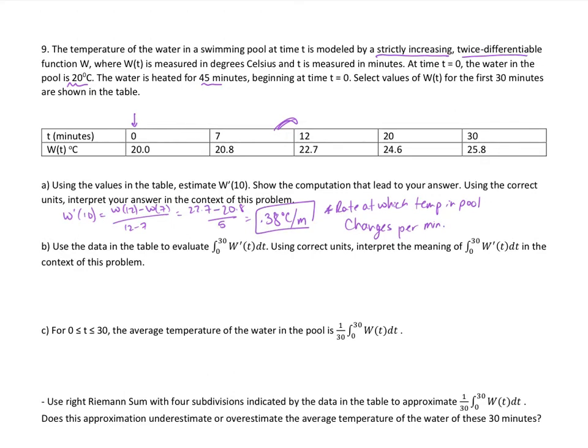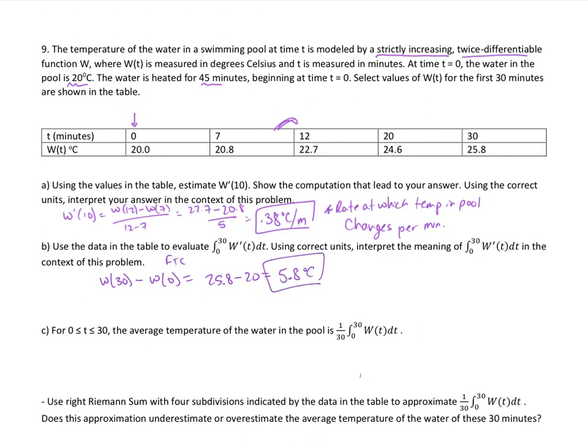All right, for part B, use the data in the table to evaluate the integral from 0 to 30 of W prime, so the integral of the rate of change, using correct units, and interpret the meaning of this in the context of the problem. Well, this is FTC right here. We want the integral of the derivative, and it works out to be the same. So what we're looking to do is W of 30 minus W of 0. That's what this problem is asking us to do. So we work this out, we get 25.8 minus 20, which gives me 5.8 degrees Celsius.